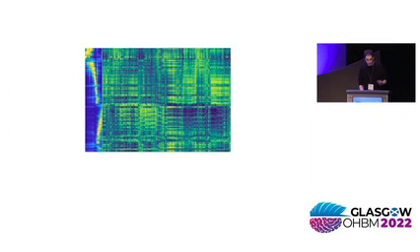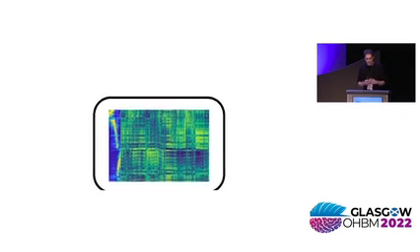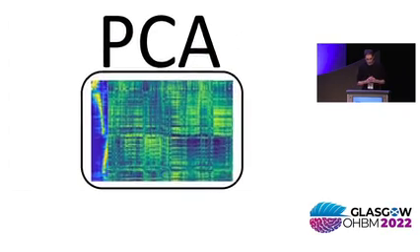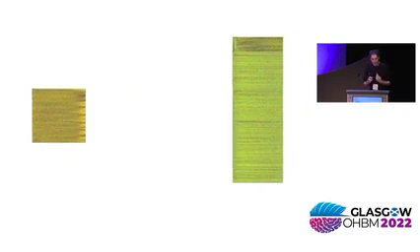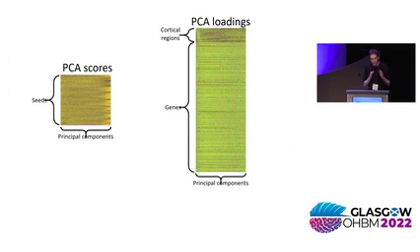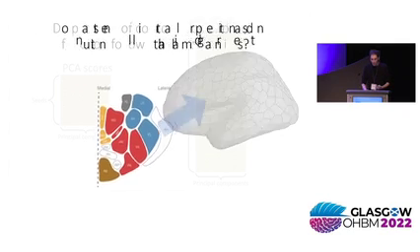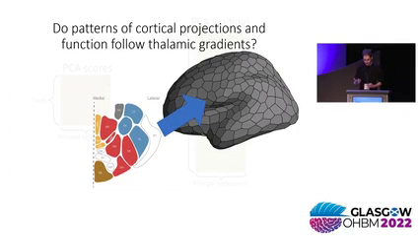And so to extract a gradient from this, we can use everybody's favorite gradient extraction technique, which is, of course, principal component analysis. Principal component analysis returns us two matrices, a matrix of principal component scores, which tell us how strongly each seed relates to the underlying component, and principal component loadings, which tell us how strongly each gene and cortical region defined each component. And we can use these to answer the following questions. Does a dominant medial lateral gradient occur in the human thalamus? And if it does occur, what kind of projections emerge from it?